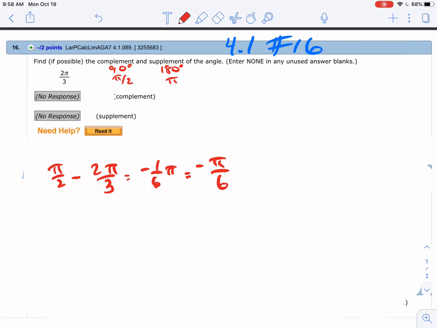Now, what you'll find is that because the answer is negative, that tells you that this was bigger than 90. And that means you're going to type in none.